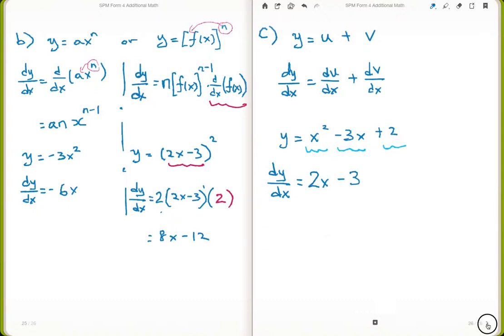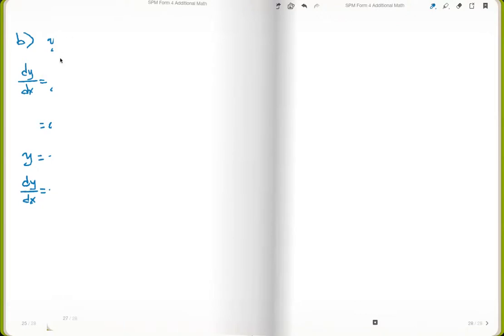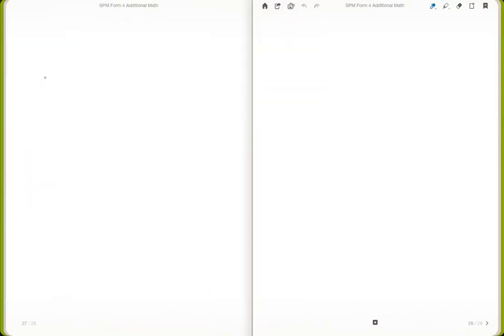Now, D would be a little bit more complicated than usual. As usual, it's a uv equation. y equals u times v. Now, if y equals u times v, that might seem a little bit too complicated, but it's not at all because there are some rules to remember.